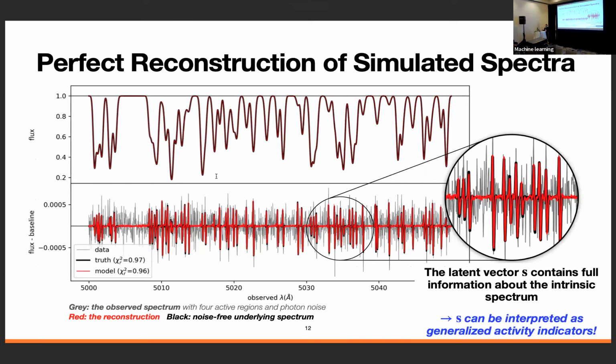Well, the reconstruction for simulated data, I would say, is just perfect to my eye. The thin green line here shows the input data with photon noise, and behind it, the true spectrum that we generated for this sample. So if you measure the goodness of fit using a chi-square metric, this is almost as good as the truth. The perfect reconstruction suggests that our latent vector contains full information required to reconstruct the intrinsic spectrum, and it can be interpreted as a generalized activity indicator.